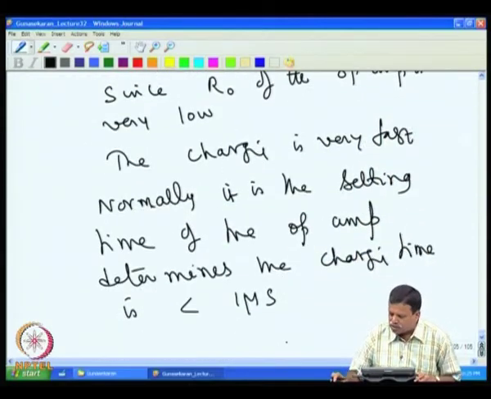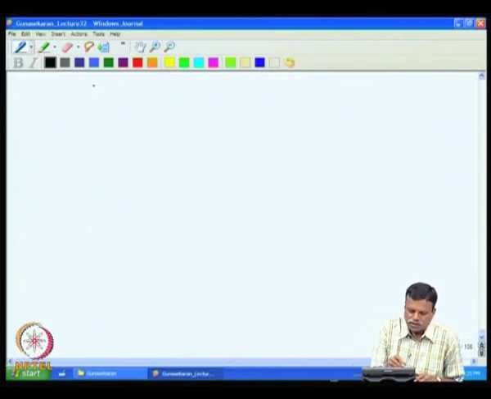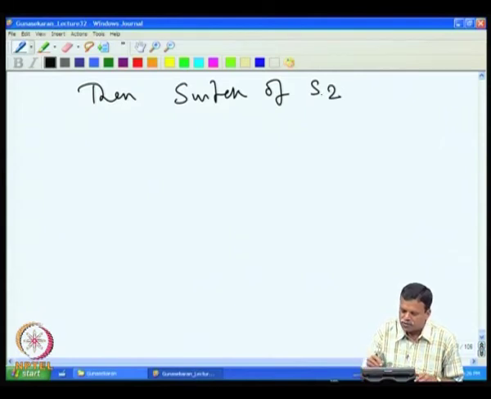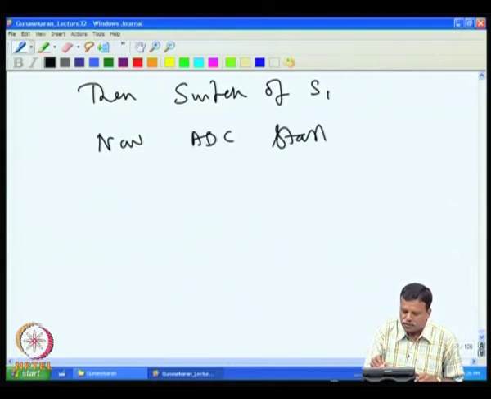Then once it charges up, switch off S1. Now the ADC start command can be given.